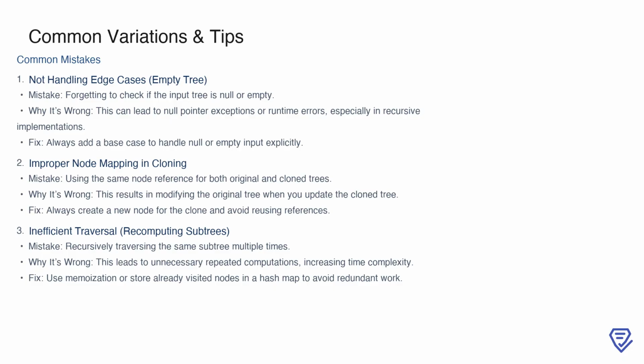Another mistake is improper node mapping during cloning, where the same node reference is used for both the original and clone trees. This can cause unintended modifications to the original tree when the clone is updated. The solution here is to always create a new node for the clone and avoid reusing references. Lastly, inefficient traversal, such as recomputing the same subtree multiple times, can drastically increase time complexity. To address this, use memoization or a hash map to store already visited nodes, which ensures that redundant work is avoided.